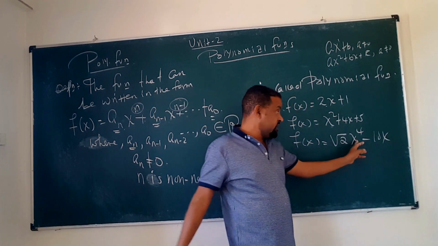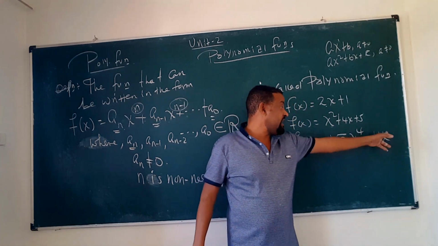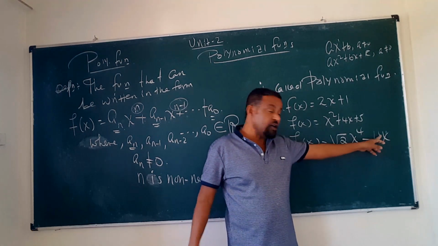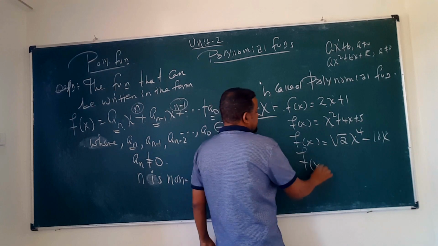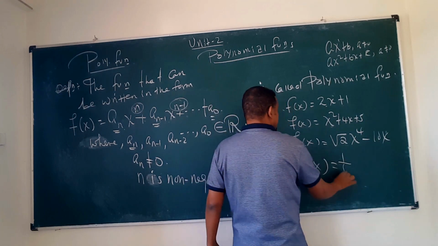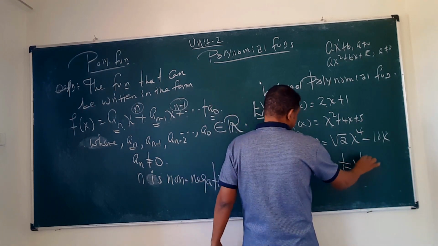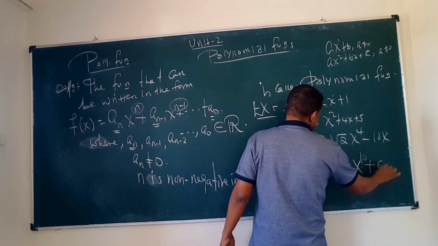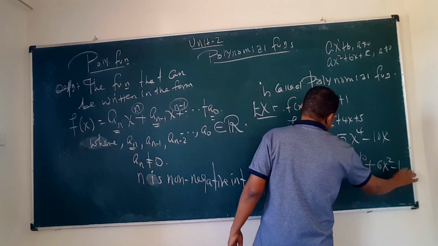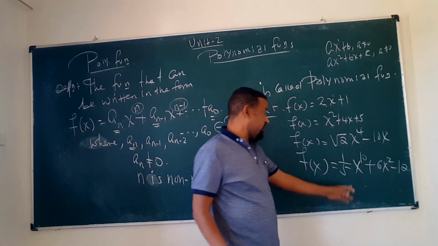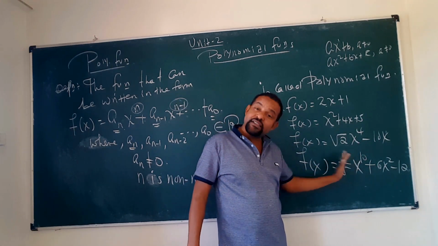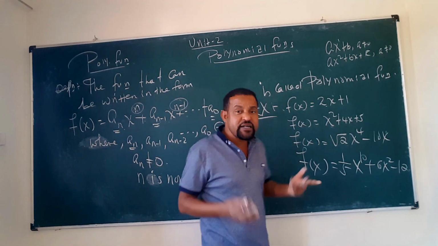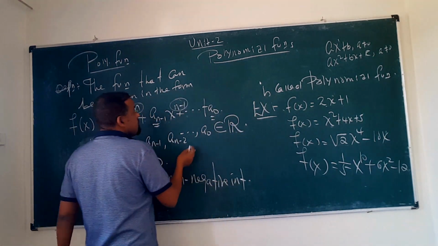How? What are the degrees, the exponents? 4 and 1. What are the coefficients? Radical 2 and negative 10. So it's a polynomial function, right? f of x is equal to, say, for example, 1 over 5 x to the power of 10 plus 6x squared minus 12, right? How about now, 1 over 5 is the number that comes to the left of x to the power of 10. The number could be a member of what?